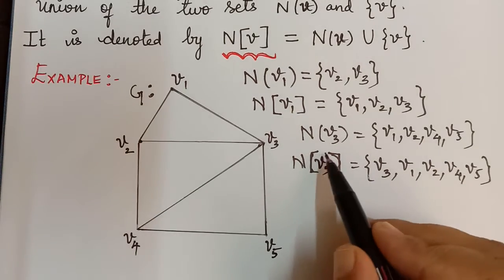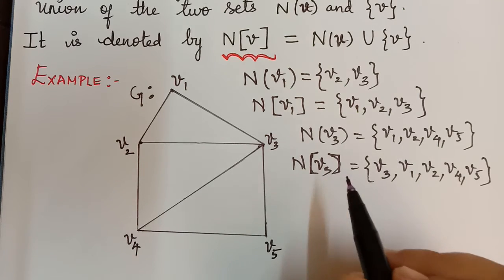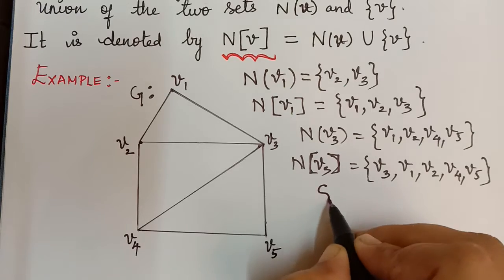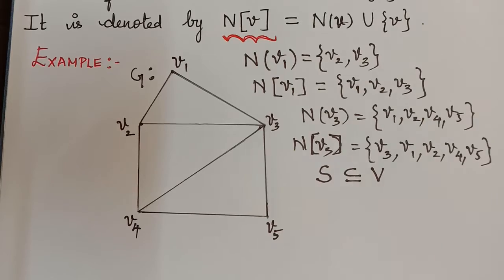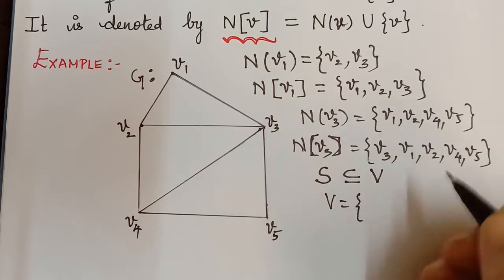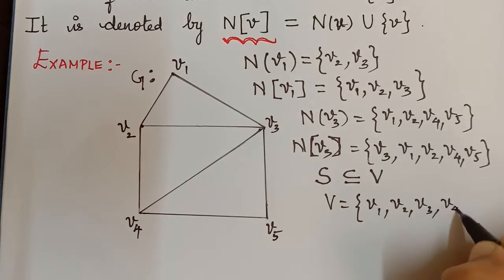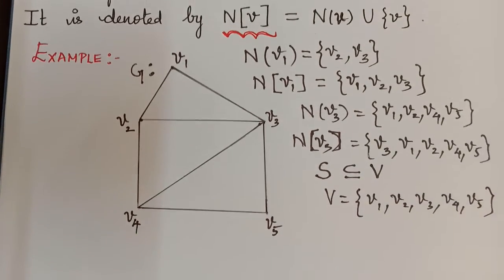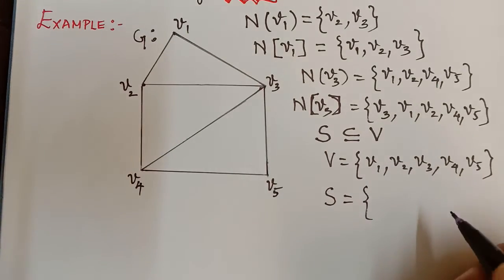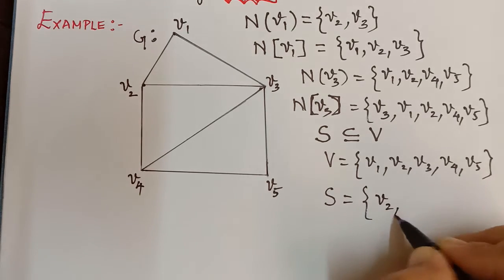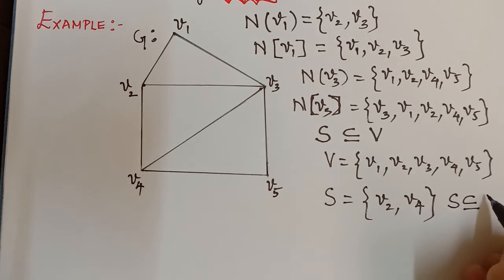Now we saw this for a particular vertex. Now let me tell you what is a neighborhood set. Suppose we consider a set S, which is a subset of the vertex set V. For example, the vertex set here is V equals V1, V2, V3, V4 and V5. Now let us take a subset S of this vertex set. We can consider any subset. For example, if I consider V2 and V4, this is a subset of the vertex set V.